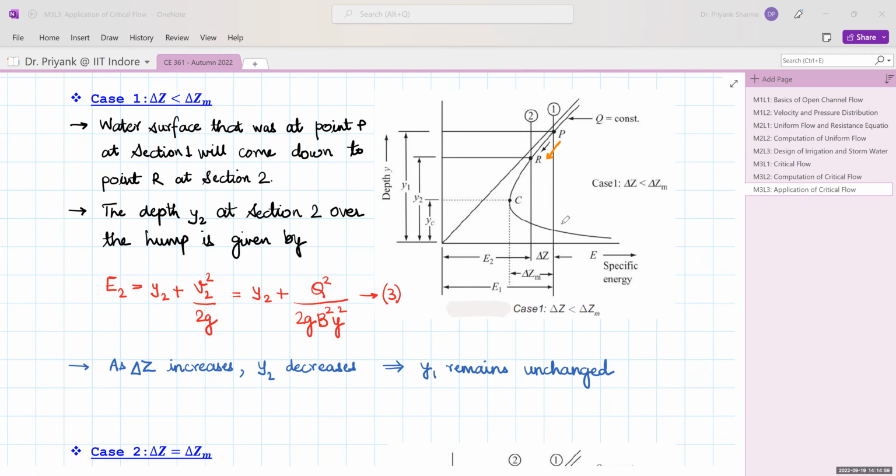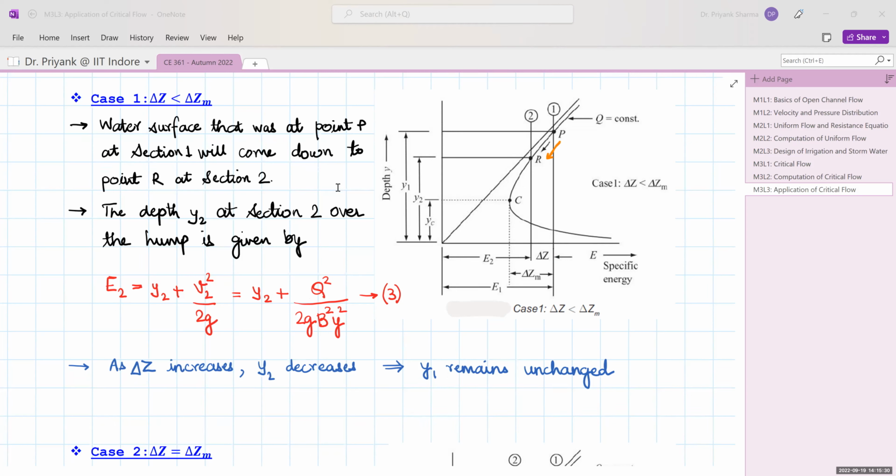So the depth y2 over section 2 of the hump, that is the specific energy at that point, is given by E2 is y2 plus v square by 2g, and that is y2 plus q square upon 2g b square y2 square. So this generally gives us a picture that as your delta z will increase, your y2 will decrease. So you can see that the y2 initially was at this point, now it is reduced to this. So the y2 will go on decreasing, but your y1 will remain unchanged.